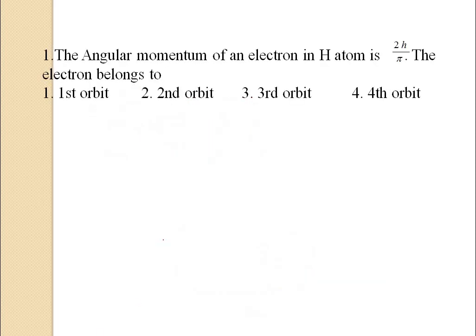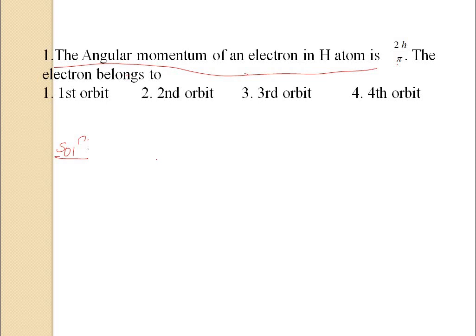Now come to the first problem, shall we see. The angular momentum of an electron in hydrogen atom is 2h by pi. The electron belongs to which orbit? That is the question. So what is the formula we know? Here I am writing the solution. I want to find which orbit it is.